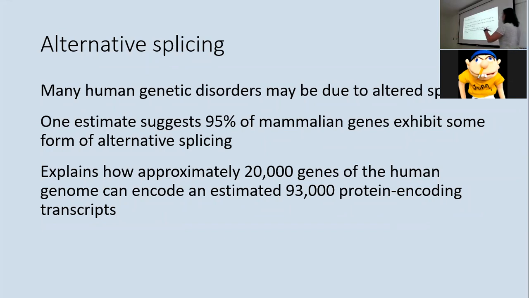It's estimated around 95% of mammalian genes undergo alternative splicing, right? Well, and it makes sense, right? Because your genome has about 20,000 genes in it, but you're able to make almost 100,000 protein coding transcripts, right? All because of this ability of our cells to do this alternative splicing of pre-mRNA.